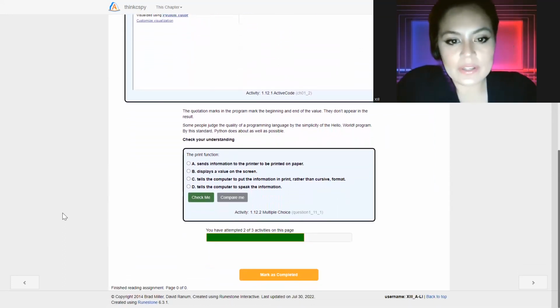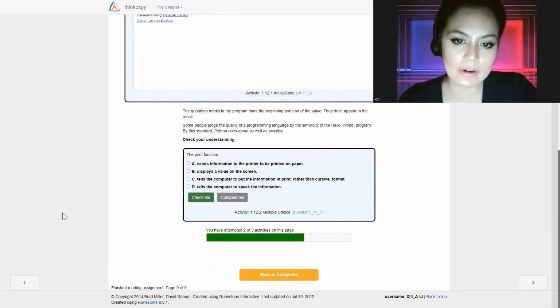The quotation marks in the program mark the beginning and end of the value. They don't appear in the result. Some people judge the quality of a programming language by the simplicity of the Hello World program. For the standard, Python does about as well as possible.